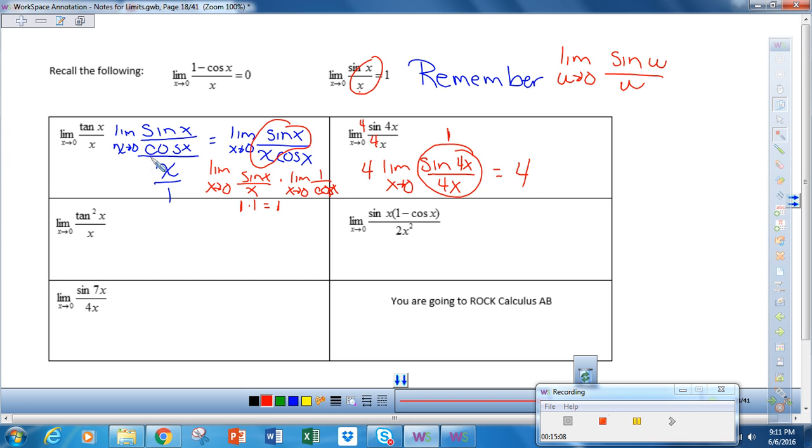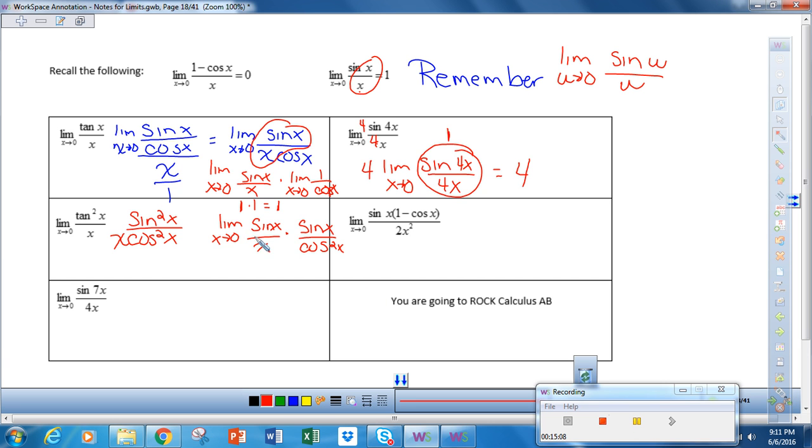This one is similar to the one that we did before, but now we have this squared here. So tan squared x is sine squared x over cosine squared x. And once again, I'm just going to bring this x here, and we're taking the limit as x approaches 0. So can I write this then as the limit as x approaches 0 of sine x over x times sine x over cosine squared x.